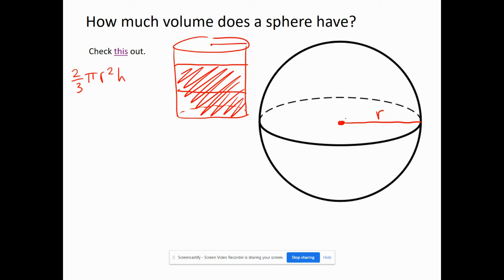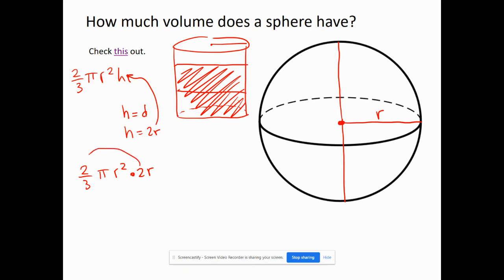We can do better. So if we connect this and this, that's the height of the sphere, which is actually the diameter. So h equals d, which means h equals 2r. So we can plug this in right there and get a better formula. 2/3 pi r squared times 2r.